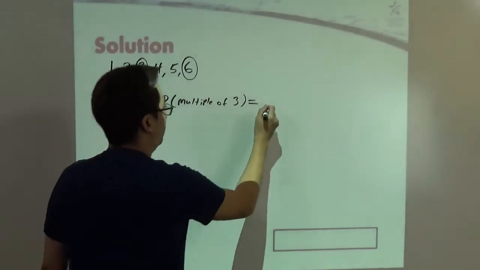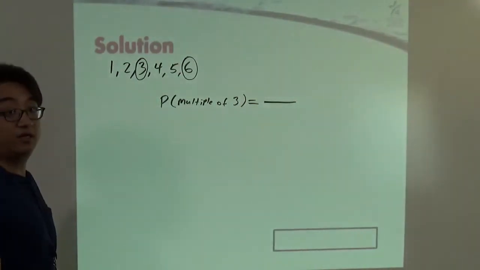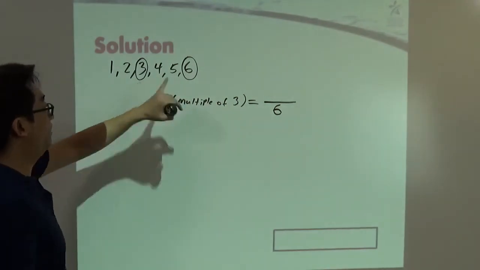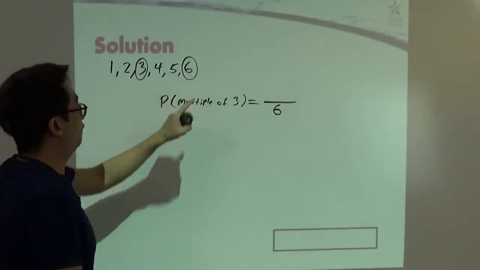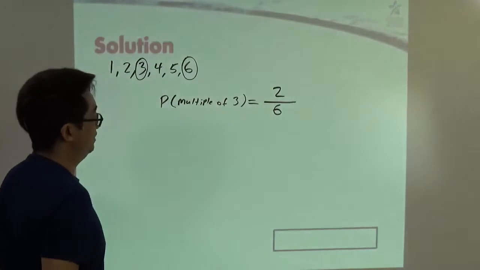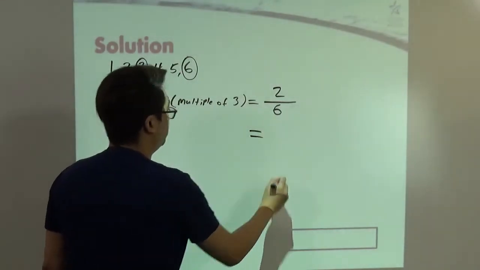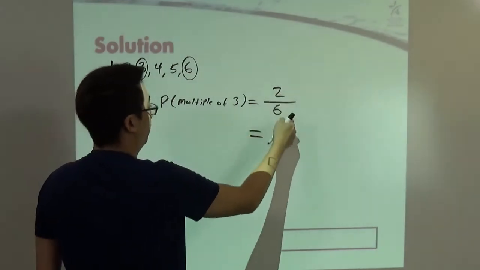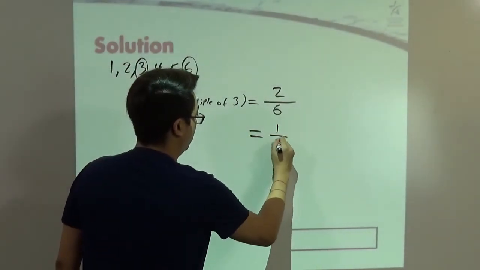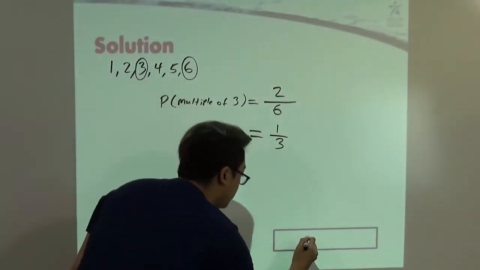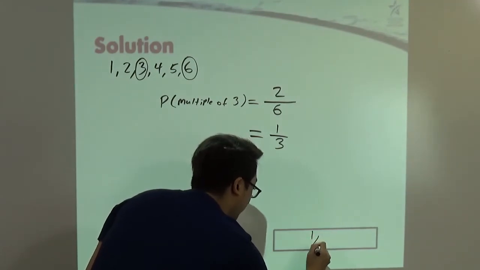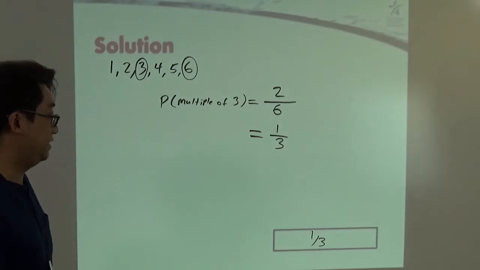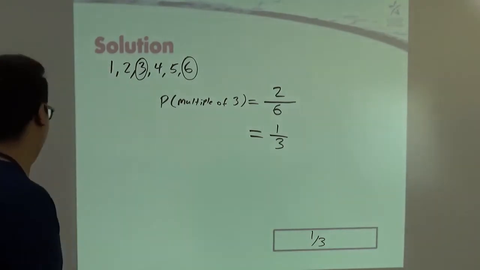So, our fraction. The bottom is still going to be 6 because that's the number of sides our dice has. And we look at how many of them are multiples of 3. 2 of them out of a total of 6. But again, we always want to reduce our fractions if we can. 2 over 6, you can divide both top and bottom by 2. You get 1 over 3. So our answer, the chance of getting a side that's a multiple of 3, is 1 over 3. Okay.